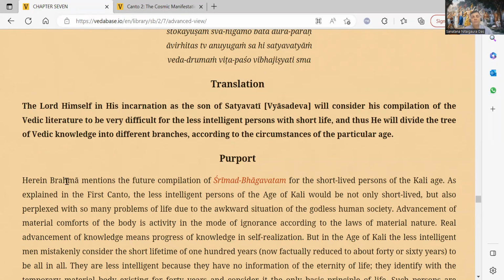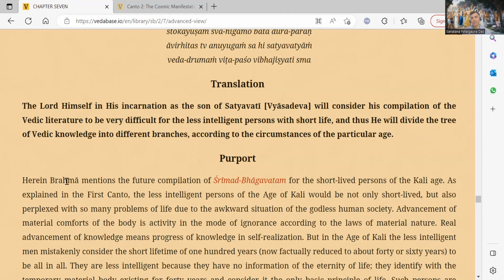So the Lord Himself, in His incarnation as the son of Satyavati, which is Vyasadeva, we just discussed that, will consider his compilation of the Vedic literature to be very difficult for the less intelligent persons with short lives, and thus he will divide the three divisions of the Vedic knowledge into different branches according to the circumstances of the particular age. Whenever we start talking about spirituality, in the very first classes, we would have asked this question for ourselves or to the person who's speaking: what are the Vedas, the Vedanta, the Puranas, Itihasas, Upanishads? How do I put them all together?